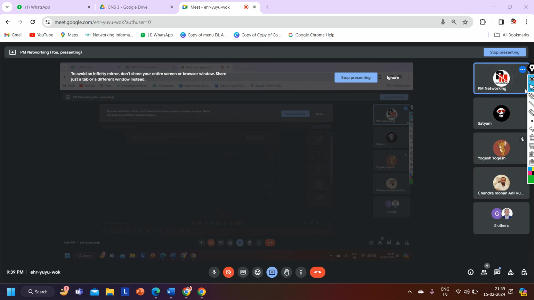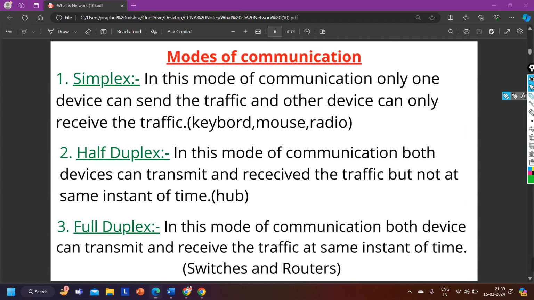So in the definition also here you can see, guys, after class please must read this note. Simplex is clear, now half duplex. In this mode of communication, both devices can transmit and receive the traffic, but not at the same instant of time. An example of half duplex can be what? Hub. We will discuss hub as a networking device, right? Nowadays we are not using it, right? Hub is an older version of switch. So we came up with the switch to replace the hub. Nowadays we are not using the hub, because hub was working on half duplex only.